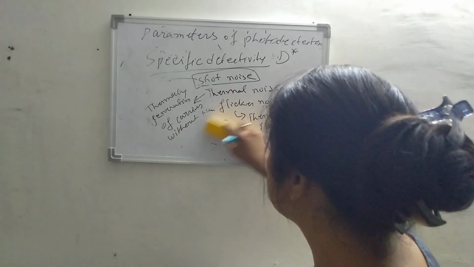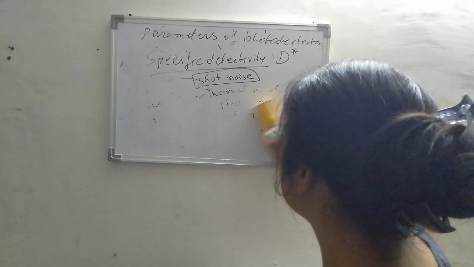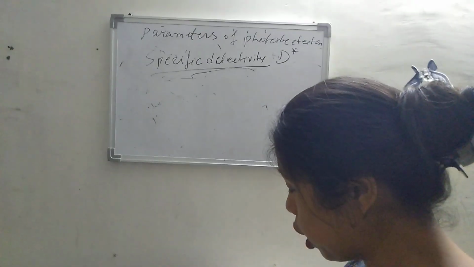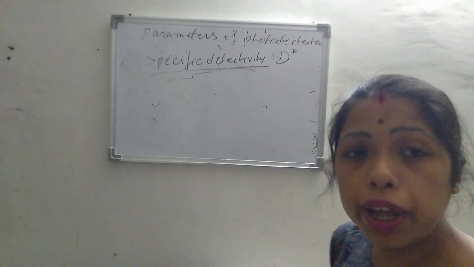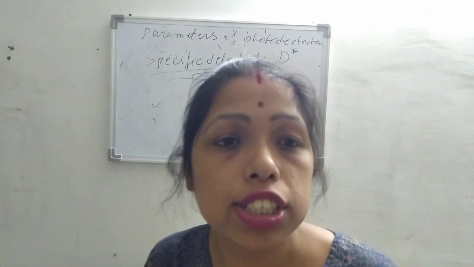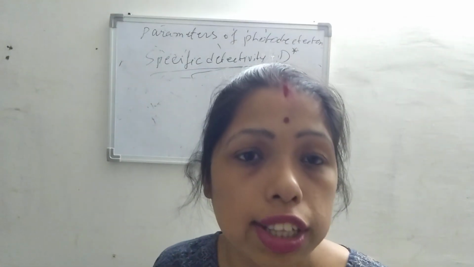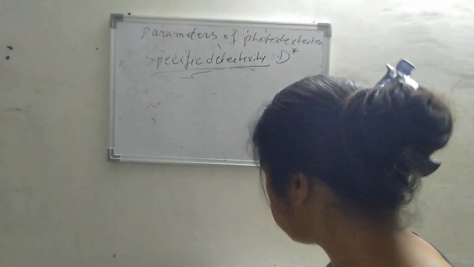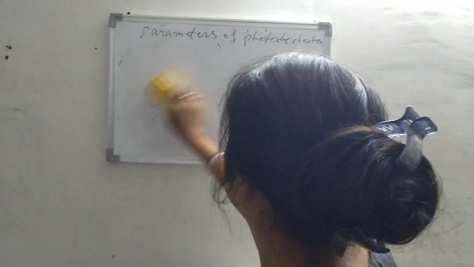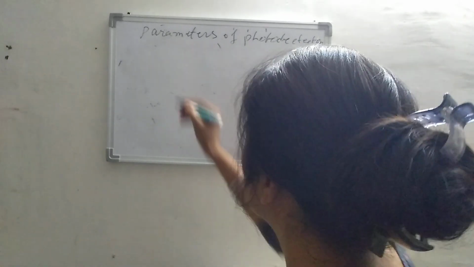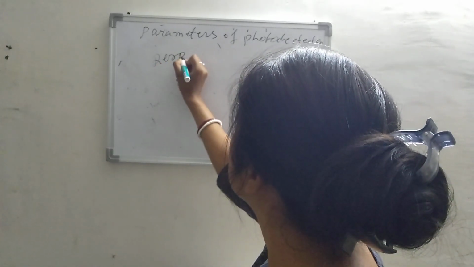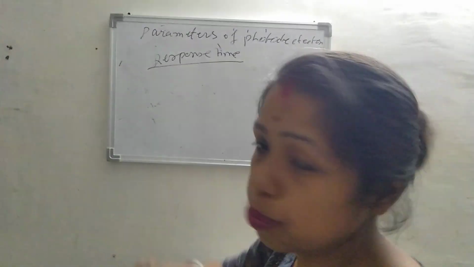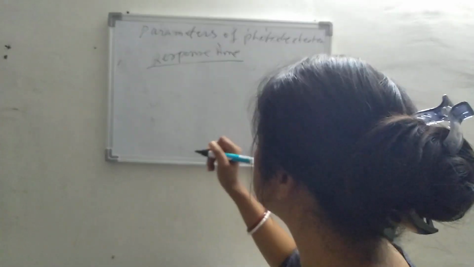So there are two ways you can calculate. If you are applying any bias, that means shot noise is the dominating factor. If you are not applying any bias, then thermal noise is the dominating factor to calculate the specific detectivity or noise performance. The last term is the response time.